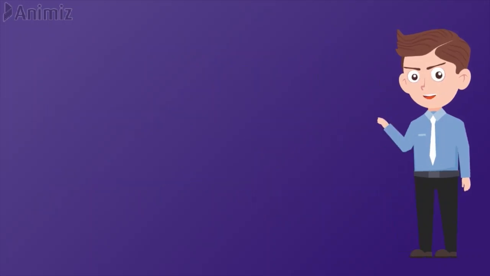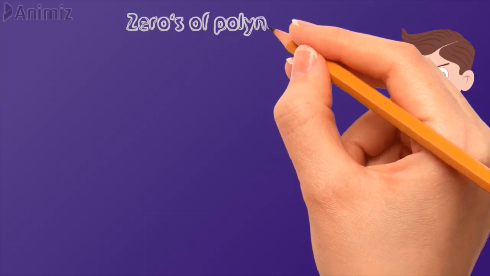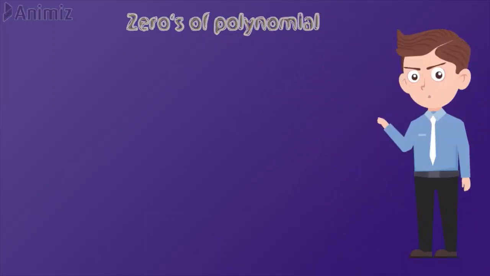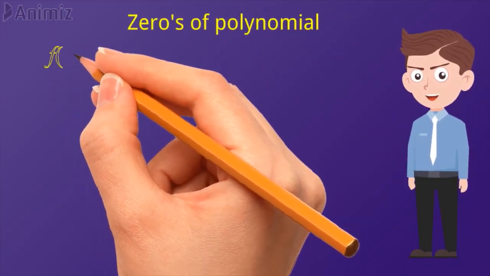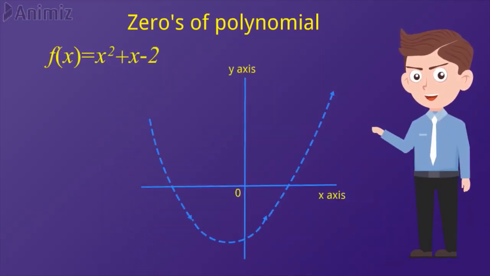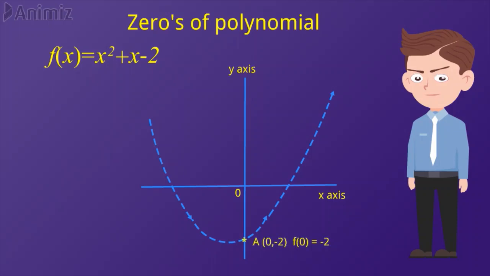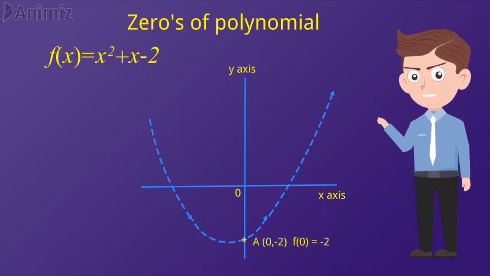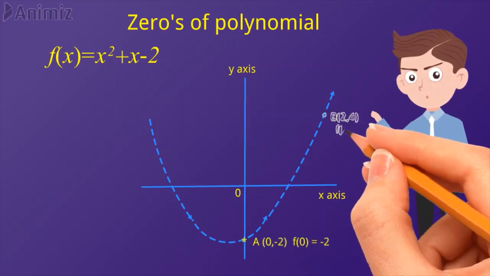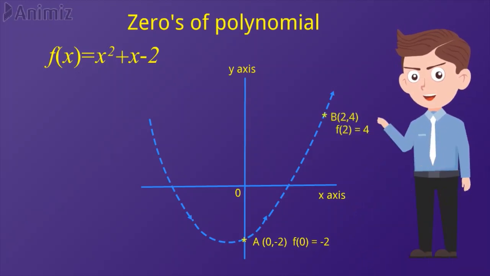Now, let us discuss what the zeros of a polynomial are. Let us say you have a quadratic polynomial f(x) = x^2 + x - 2. Now in this, if I put different values of x, we get different values of f(x). For example, if I put x = 0, the value of the polynomial is f(0) = -2. Similarly, if I put x = 2, we get f(2) = 4 + 2 - 2, that is 4.